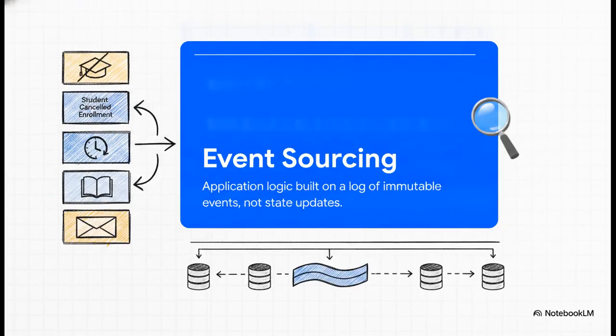And we can actually push this philosophy even higher up the stack with something called event sourcing. While CDC extracts low-level database changes, event sourcing changes how the application itself behaves. Instead of your app running a command to just update row 5 to canceled, it explicitly records the user's intent. It saves "student canceled enrollment" as an immutable historical fact.